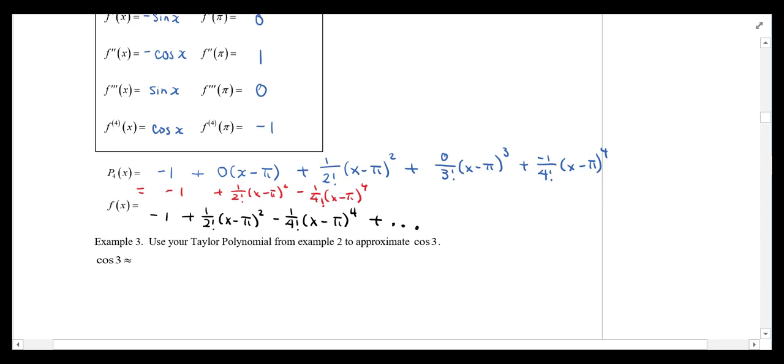So in example number 3, can I actually use the Taylor polynomial that we just created? And can you actually approximate cosine of 3? So take the polynomial from above, negative 1 plus 1 over 2 factorial, and now I'm going to replace x with 3, so 3 minus pi all squared, minus 1 over 4 factorial, 3 minus pi to the power of 4. Okay? And then if you were to evaluate this, I guess you don't want to do it, do you? Okay, fine, I'll do it for you. It would be negative 0.989857. Okay?